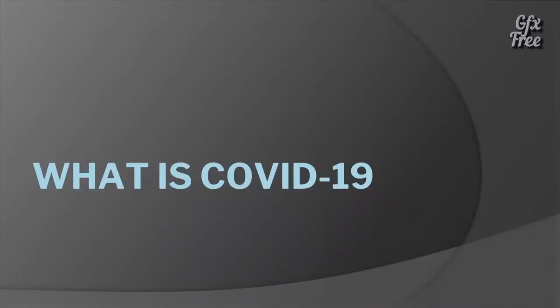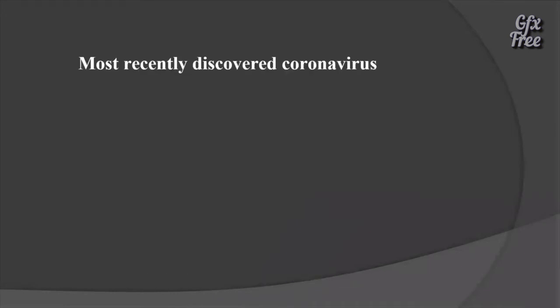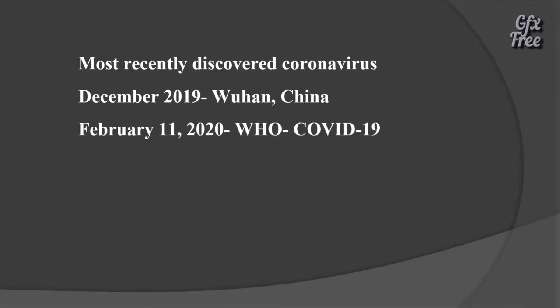What is COVID-19? COVID-19 is the infectious disease caused by the most recently discovered coronavirus. In December 2019, the first reports of an unknown respiratory infection emerged from Wuhan, a place in China. The source of that infection was quickly identified as a novel coronavirus. On February 11, 2020, the World Health Organization officially named the disease COVID-19.